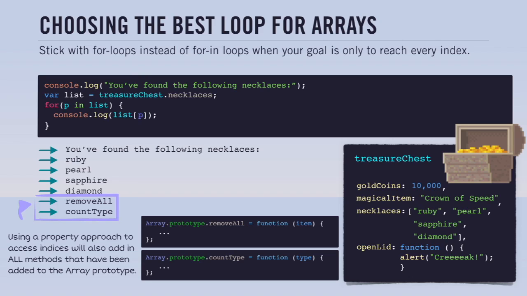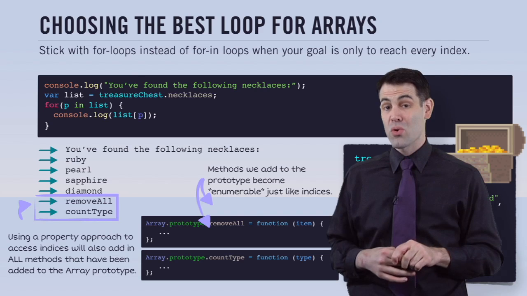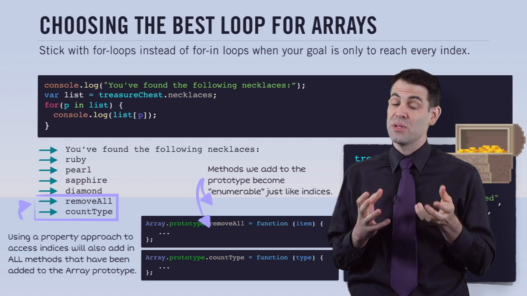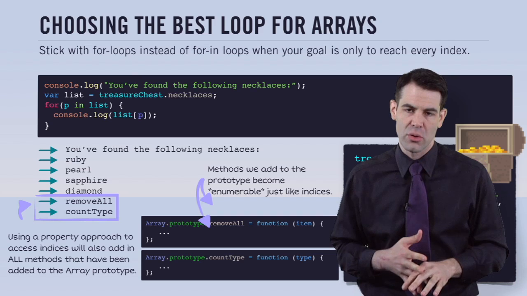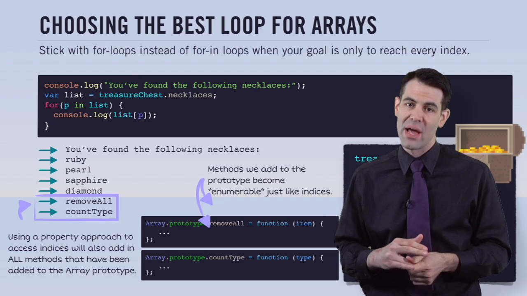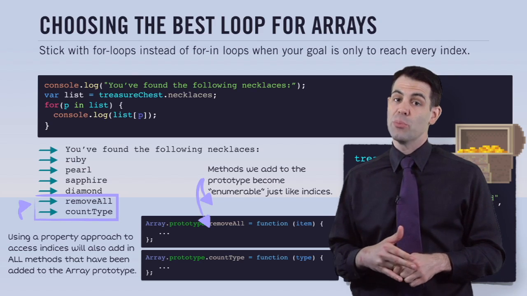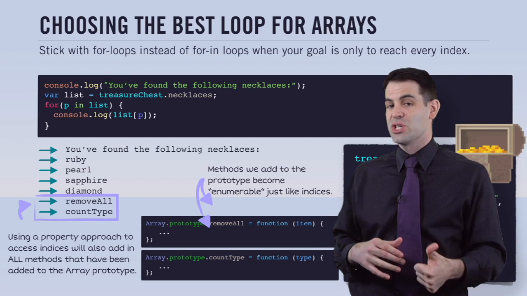The reason for that is because methods that you add to the prototype, not the existing methods, but the ones that you add to the prototype, are going to become enumerable just like the indices in the array. Now, the moral of this story is that you really should only use a property approach when you really want to get to every single property of that array. Otherwise, stick with a for loop and you will have exactly the functionality that you desire.